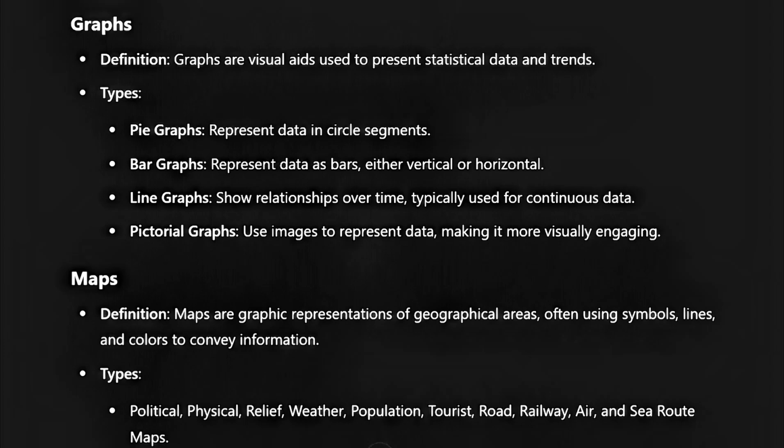Types. Pie graphs represent data in circle segments. Bar graphs represent data as bars, either vertical or horizontal. Line graphs show relationships over time, typically used for continuous data. Pictorial graphs use images to represent data, making it more visually engaging.